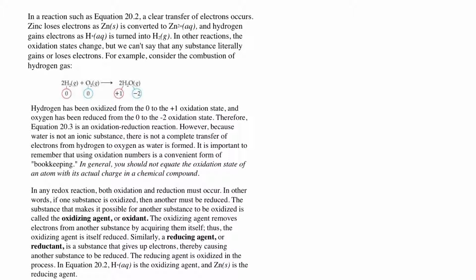The substance that makes it possible for another substance to be oxidized is called the oxidizing agent, or oxidant. The oxidizing agent removes electrons from another substance by acquiring them itself. Thus, the oxidizing agent is itself reduced. Similarly, a reducing agent, or reductant, is a substance that gives up electrons, thereby causing another substance to be reduced. The reducing agent is oxidized in the process. In equation 20.2, hydrogen ion is the oxidizing agent, and zinc solid is the reducing agent.